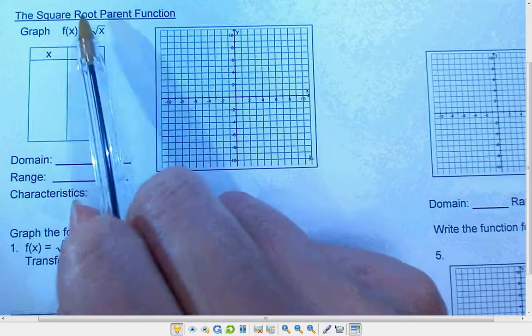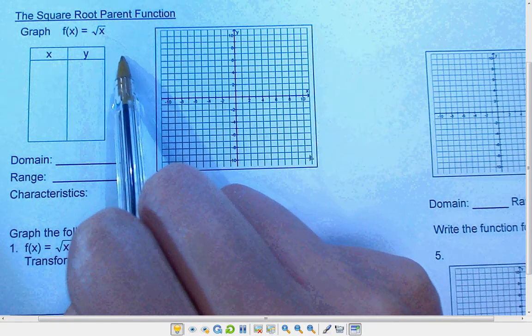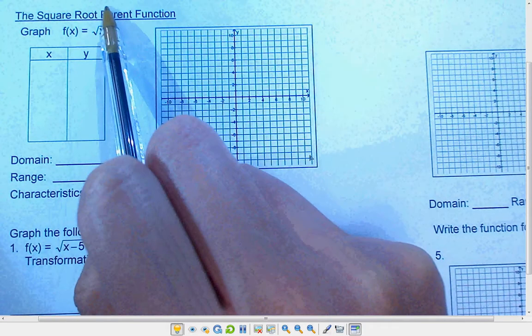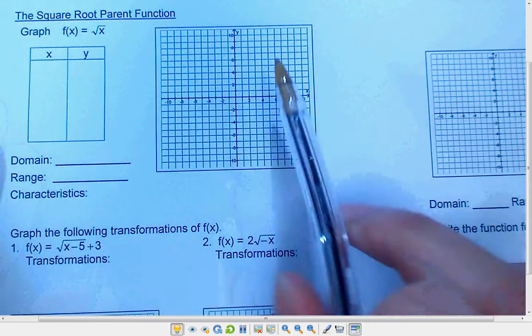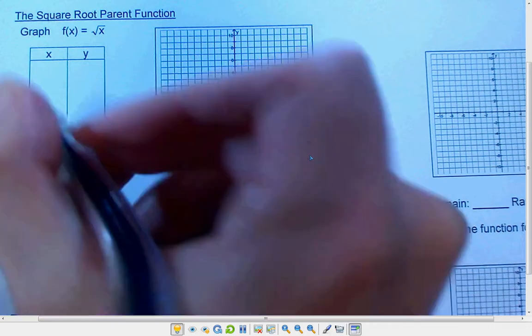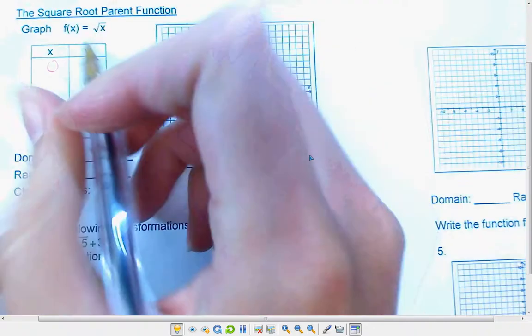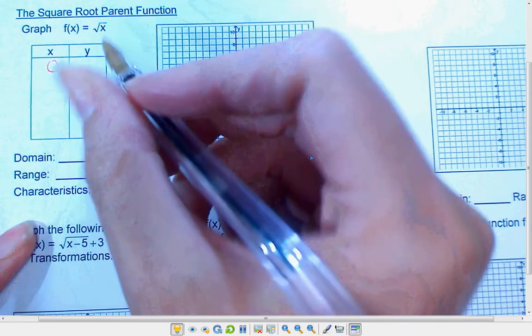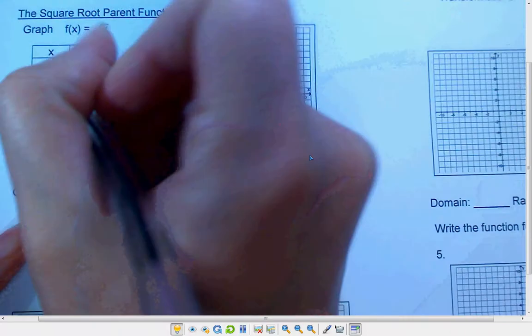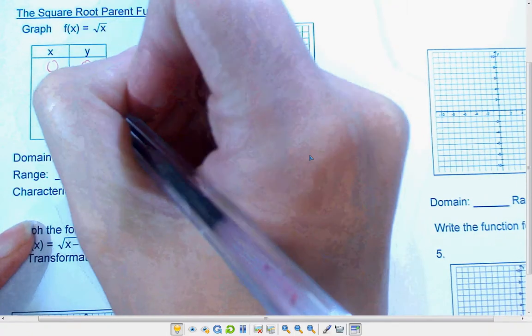We're going to be looking at the square root parent function. So whenever we see the square root, we know that this is going to be our starting point. So let's first come up with our points. If our x value is 0, the square root of 0 is 0. If our x value is 1, the square root of 1 gives us 1.